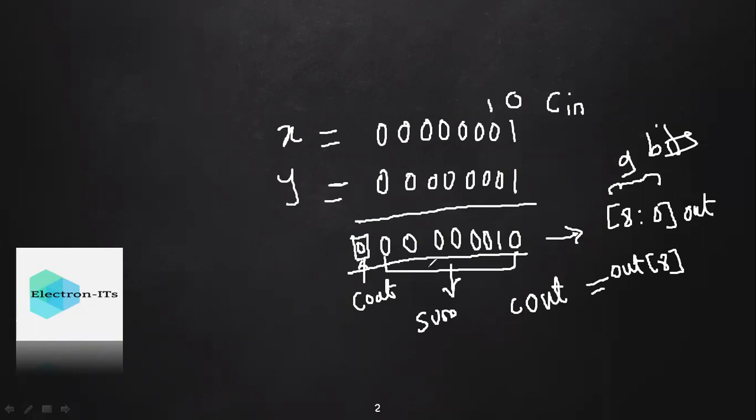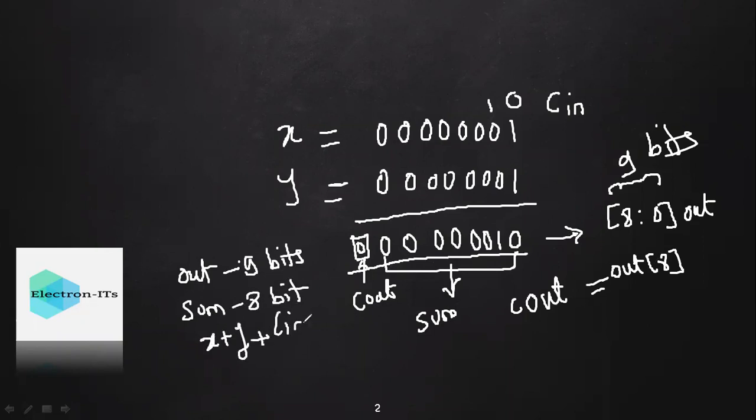So there are two signals. You have to remember this: out is a 9-bit signal, and sum is an 8-bit signal. The sum is nothing but x plus y plus c in. Whereas out is nothing but sum plus c out. So these two things we will use in writing the program in System Verilog. So it is a simple addition we are doing, just adding two 8-bit numbers x and y.